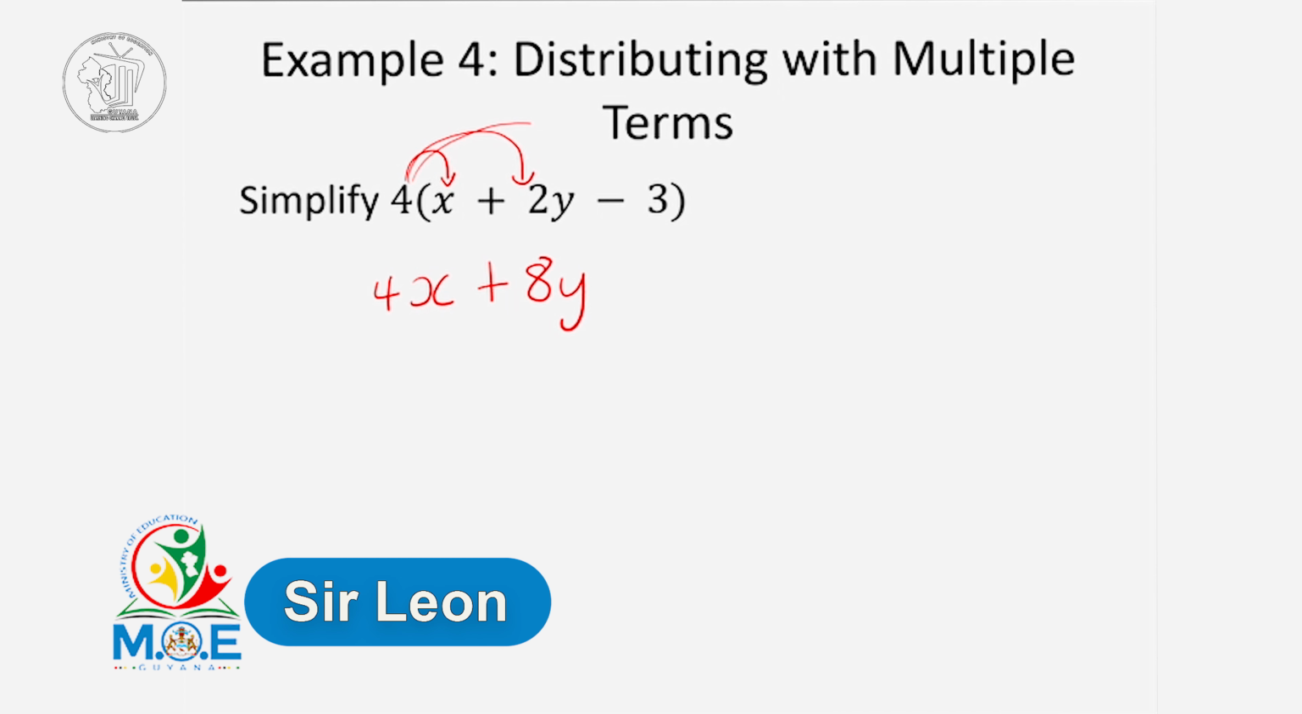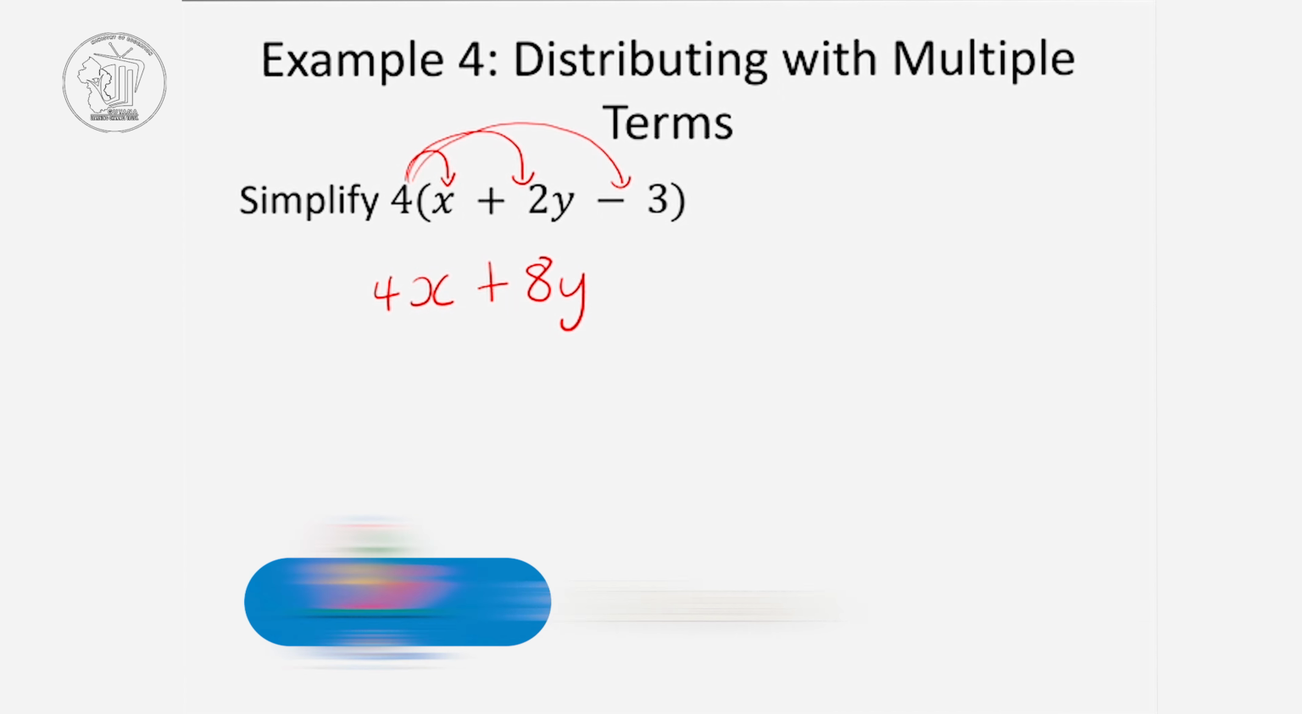And then the 4 will multiply the negative 3. So positive times a negative would give me a negative, and 4 times 3 would give me 12. So 4x plus 8y minus 12. And that is how we distribute when we have a term directly outside the bracket.